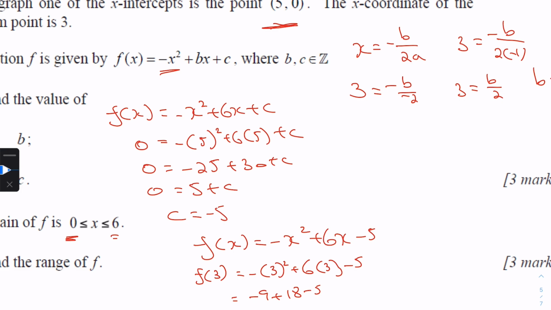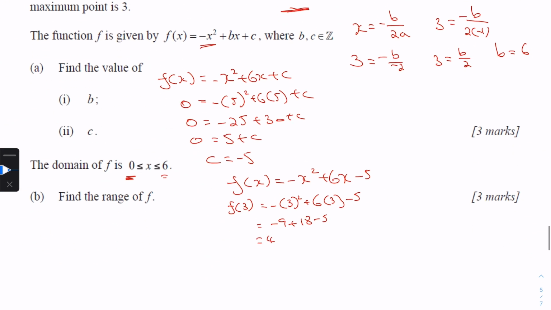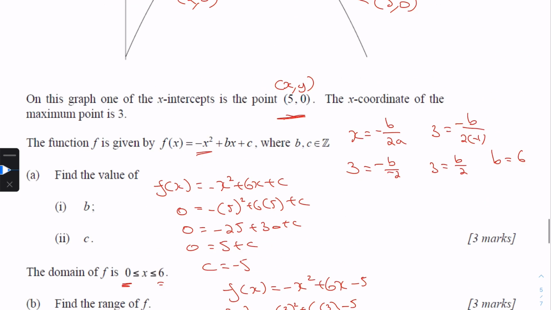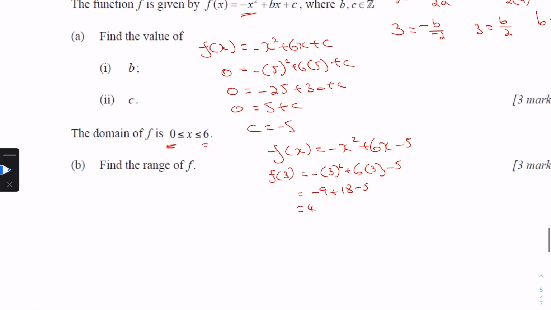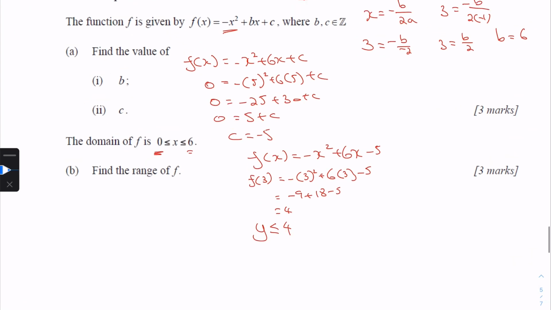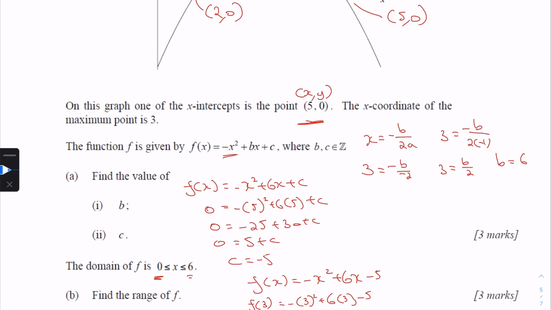So my domain is from 0 to 6. What's my range? Well, we know what this is now. Instead of y, I write 4. The range is going to be from this and downwards because it's going to go on forever. So the range is y is less than or equal to 4, and that is my inequality for the range. And hopefully this helps you to do some of the questions in this paper since I'm not here today.